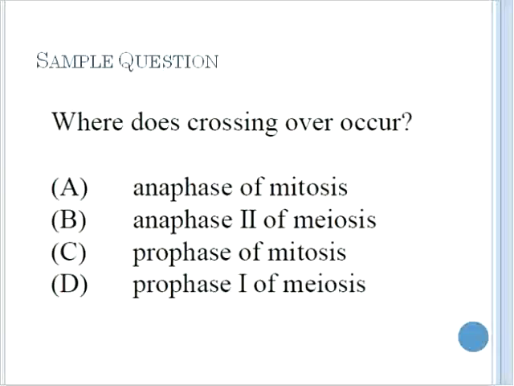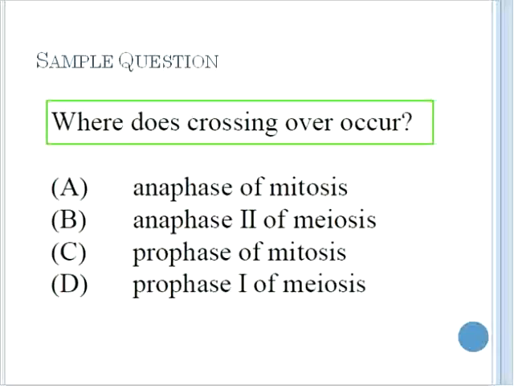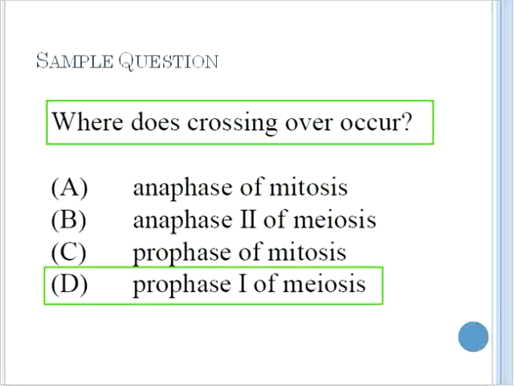Previous public examinations have asked questions on this very topic. An example which I provide here. Where does crossing over occur? Crossing over occurs, remember, when the homologous chromosomes align. They exchange sections. This occurs during Prophase 1 of meiosis.